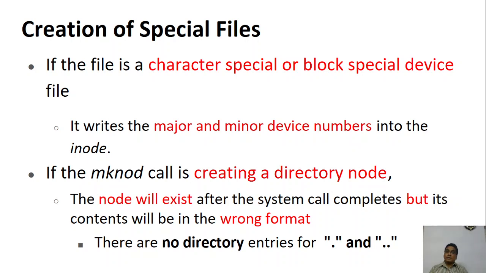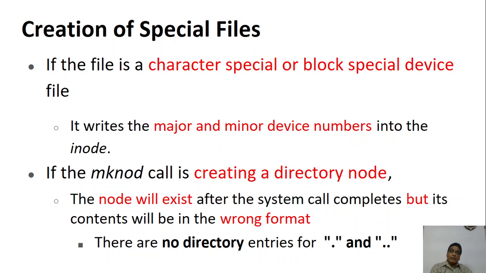Suppose you are creating a character special file or a block special file, then you need to specify two additional pieces of information, that is the major device number and the minor device number. Both need to be specified. You can also use mknod for creating a directory node. However, when we create a directory with mknod, the node is created, but there will be slightly wrong information corresponding to the current directory and the parent directory.